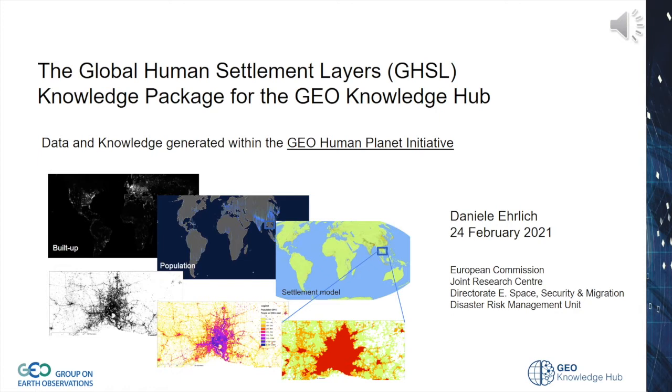This presentation is about the global human settlement layers. The settlement layers are open source data produced by the GEO Human Planet Initiative and provide information on global built-up, population density, and settlements. This presentation is to inform that the settlements layers and related software and documents can now be accessed online from the GEO Knowledge Hub.